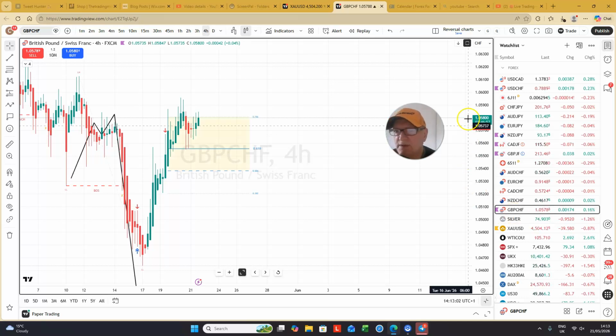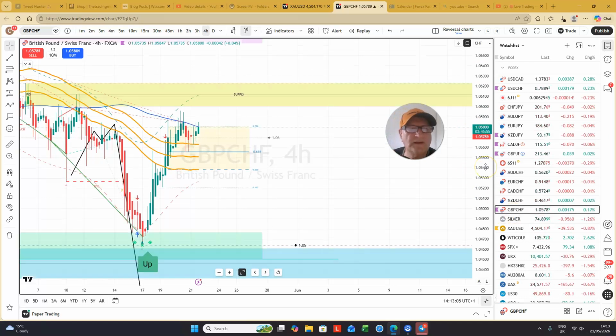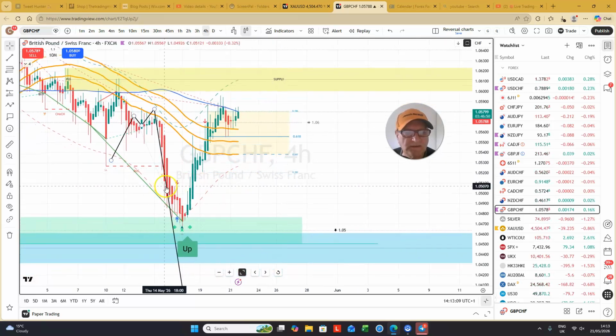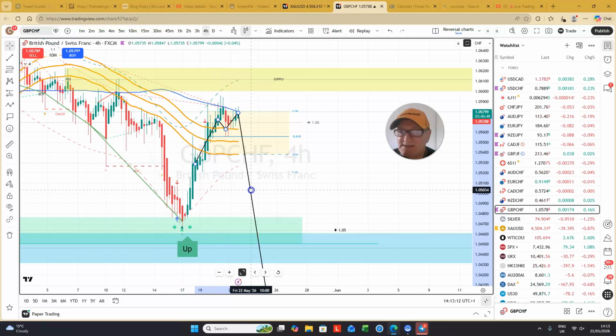Pound Swiss, let's see what's going on here. I haven't seen this for a while. Yeah, price is not being rejected yet. Could happen.